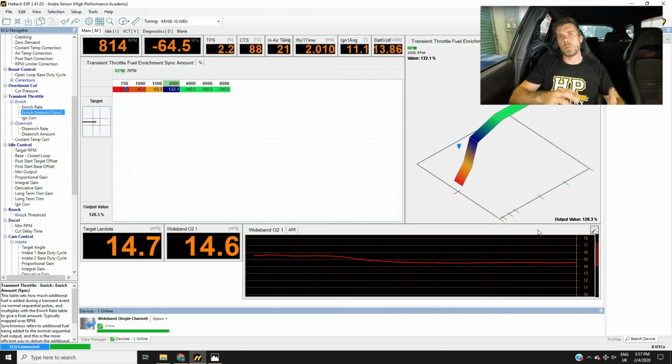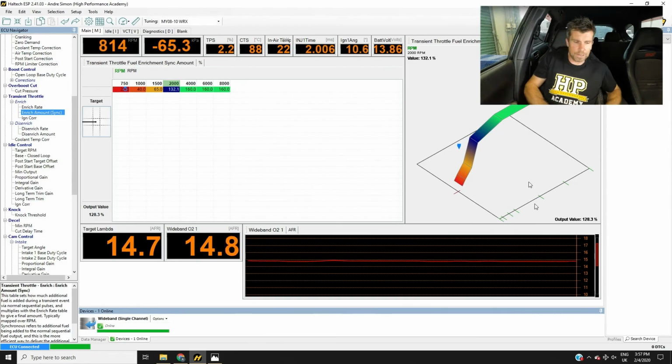Now, the problem is that there are two parameters that coincide here. The first is our fuel enrichment synchronous amount, and this also gets affected by our decay time. So in that instance, it actually looked like to me it pulled out the additional enrichment just a touch too early. So let's see if we can address that and get that a little bit better.